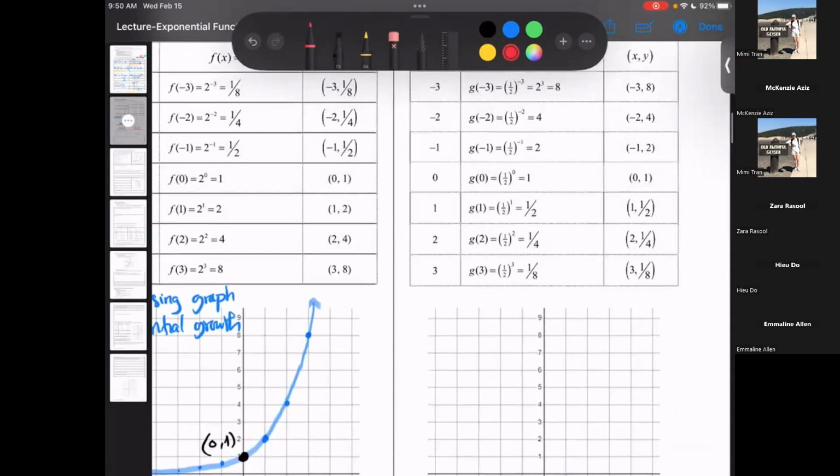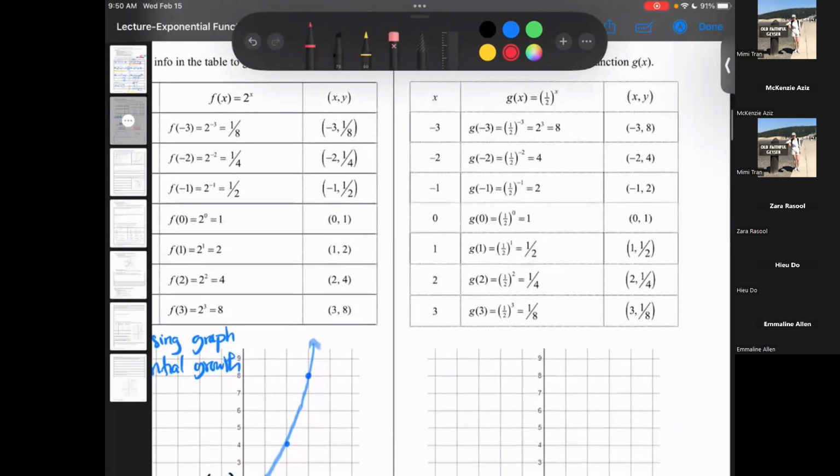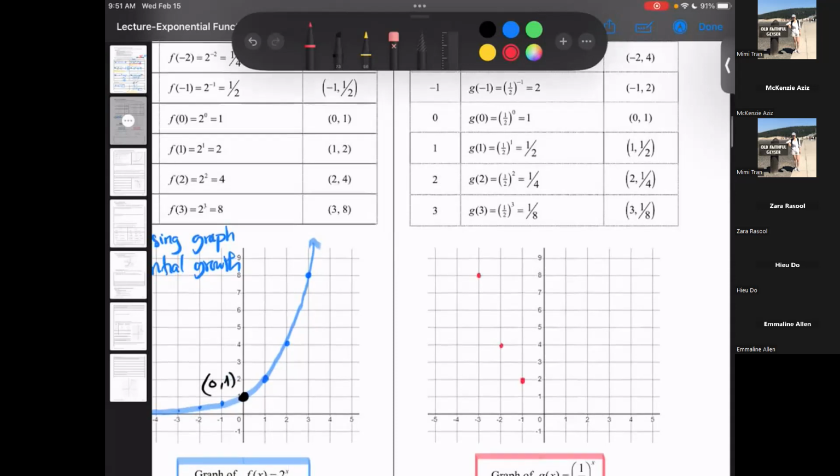Let's graph this one. When x equals -3, it's like backward. When x is a negative number, the y is big. Remember, we have to choose -3, so it becomes +3. So -3, 8. Start up here. -2, 4. -1, 2. 0, 1.